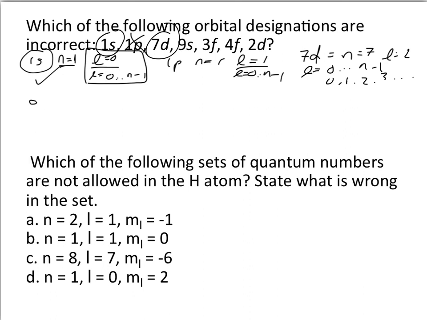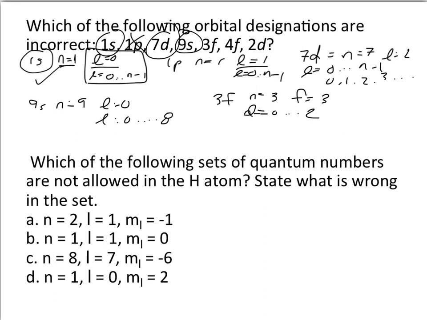Okay, 9s. Is that a possibility? Same approach. So 9s, n equals 9. L equals 0 in this case, and we do know that L is going to be from 0 all the way up to 8. So completely acceptable. 0 is a possibility. So this is acceptable. 3f, let's look at this. n equals 3. f equals 3. L equals 0 all the way up to n minus 1. In this case that is 2. So the f is not an accessible orbital type for this specific example.